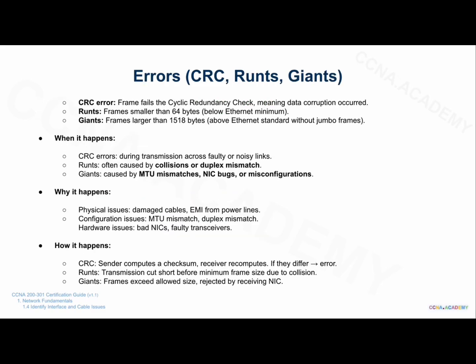Errors represent abnormal frames that violate Ethernet standards. A CRC error means the checksum failed, showing corruption in transit. Runts are frames smaller than 64 bytes, often caused by collisions or duplex mismatches. Giants are frames larger than 1,518 bytes, usually due to MTU mismatches or faulty NICs.